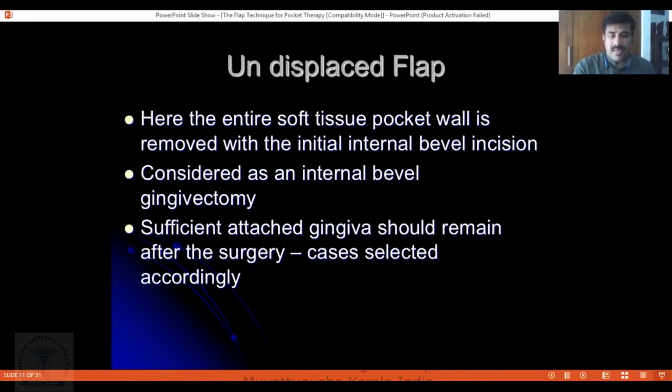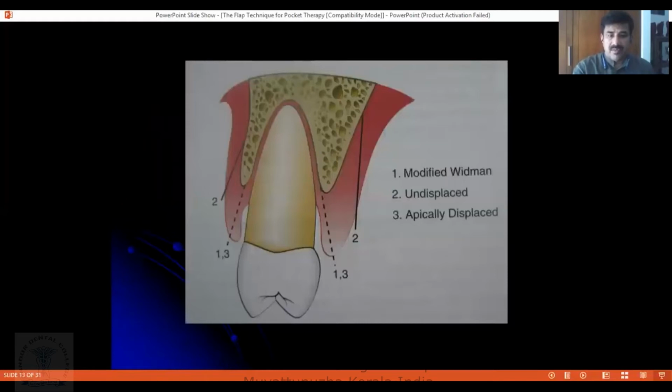So here we'll just go to the internal bevel incision. Here, you can see that suppose you have a pocket like this, you can eliminate the pocket by putting an incision here, and reflecting this whole tissue and cleaning up this area. That is what we do in an internal bevel incision.